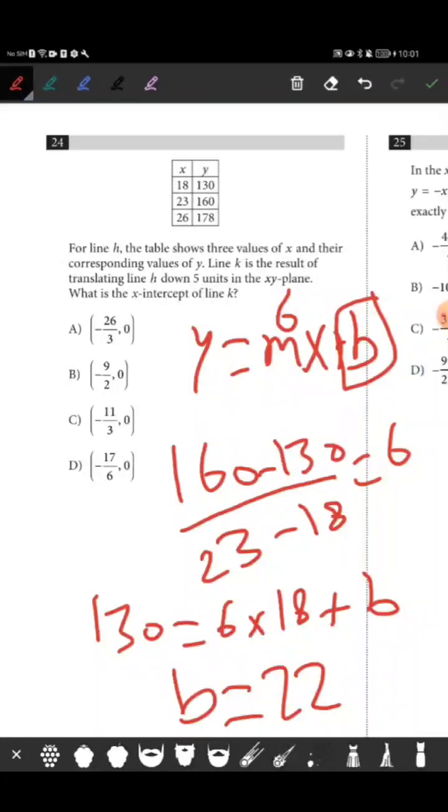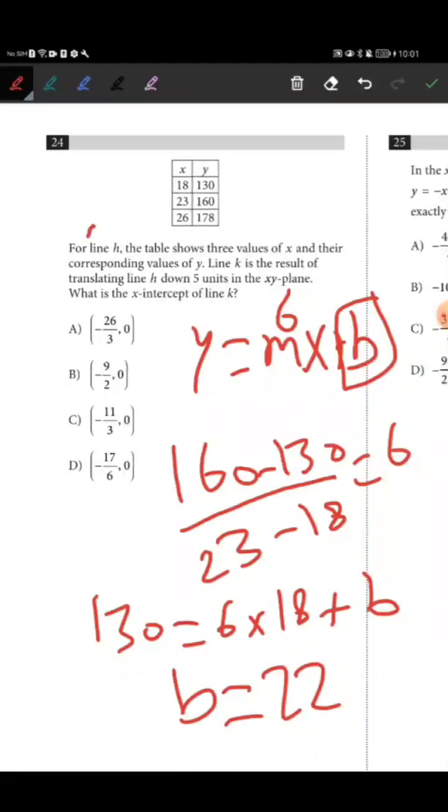It says that the line K is the result of translating line H down 5 units in the xy plane. So what is the x-intercept of the line K? How will we get the x-intercept of the line K? So now we have the line H, which is y equals 6x plus 22. Since line K translates down 5 units, we're going to subtract 5 from 22, which is going to give us 17.